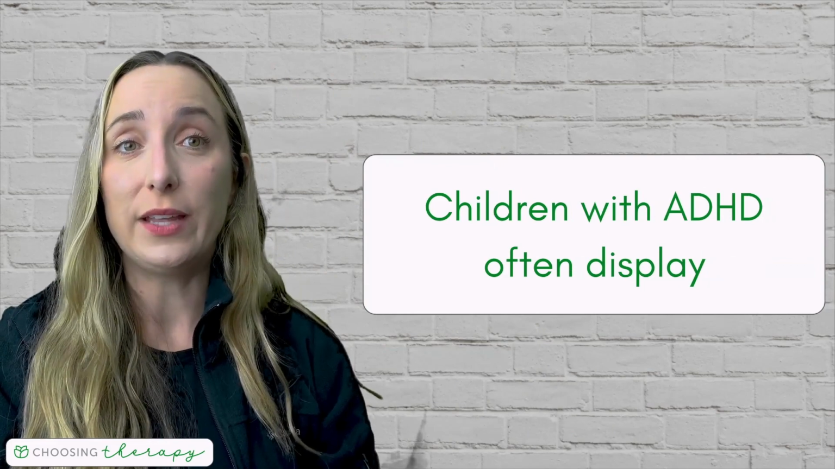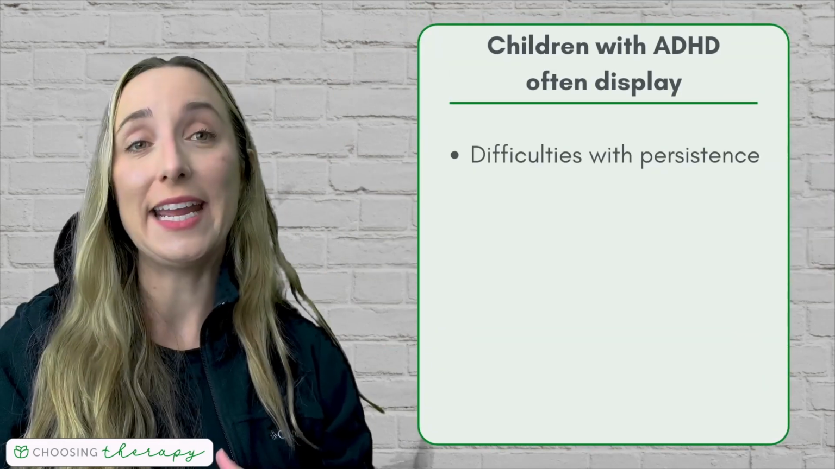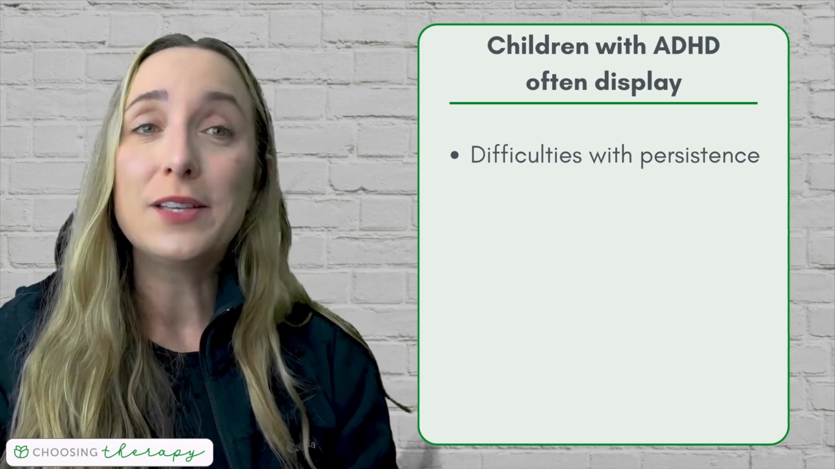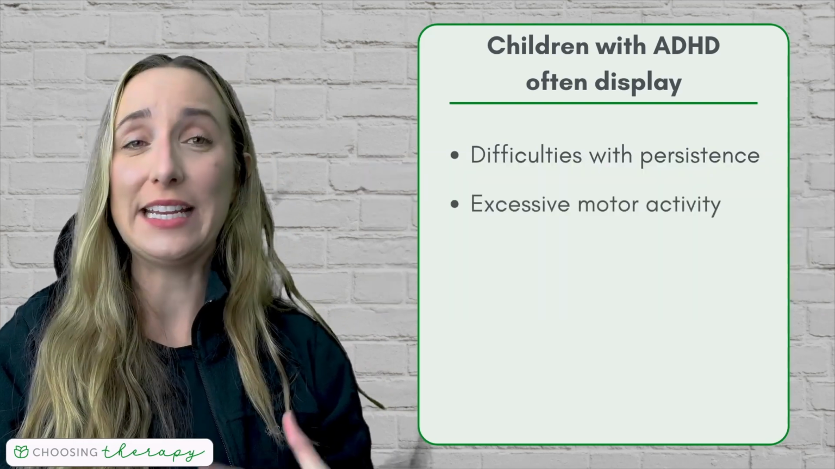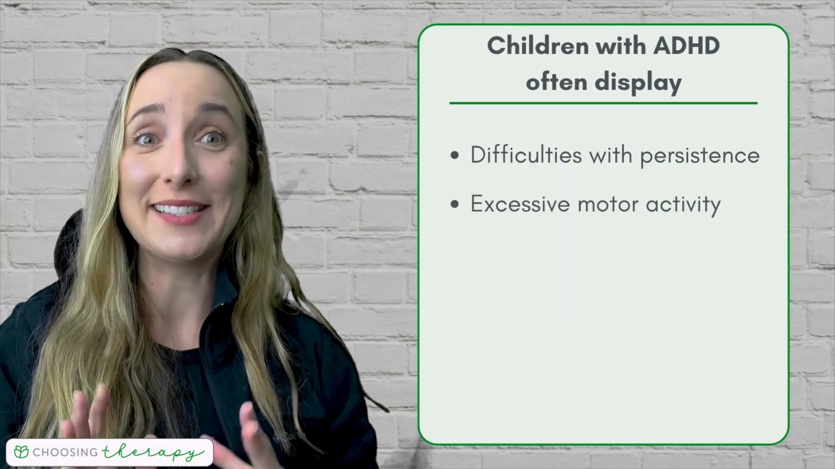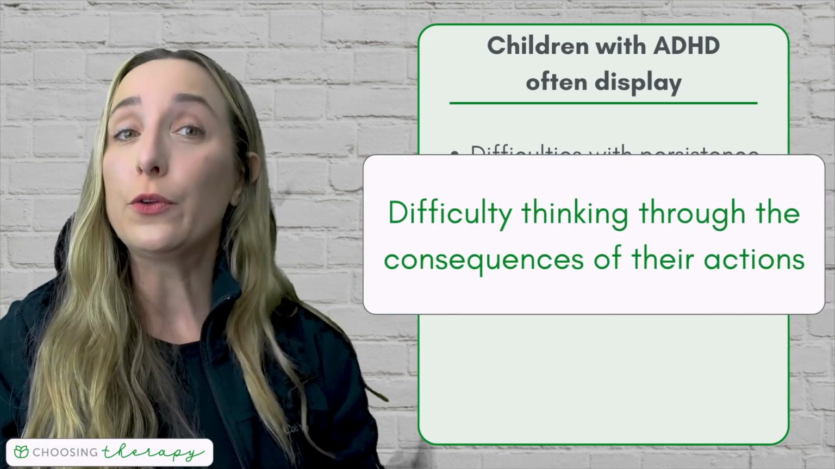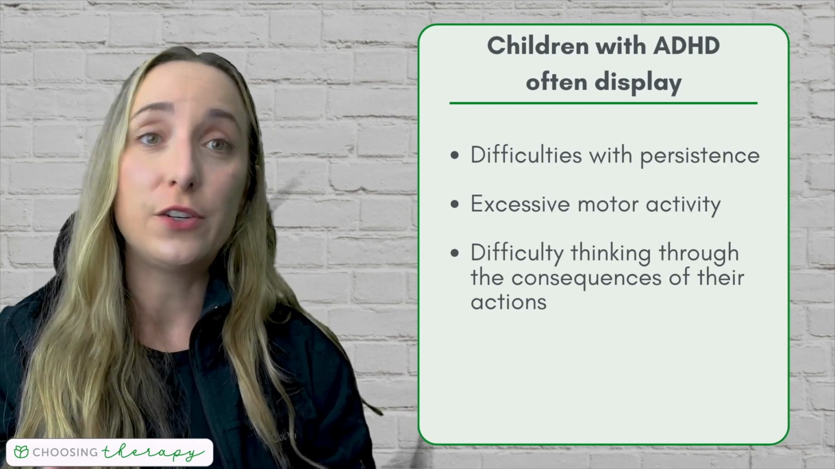So children with ADHD often display difficulties with persistence in the face of challenging tasks or staying engaged with things that they find boring, like sitting still and reading versus doing a really cool puzzle or playing a game. Excessive motor activity. So hyperactivity in young children might look like the inability to sit still and they're going 100 miles per hour, go, go, go. Having difficulty thinking through the consequences. Again, this can be completely normal for children and toddlers under the age of 4.